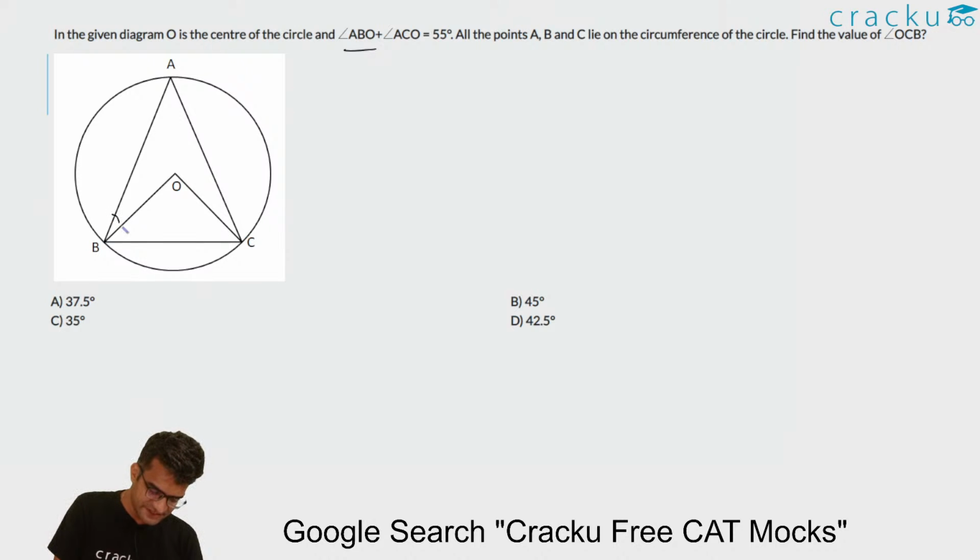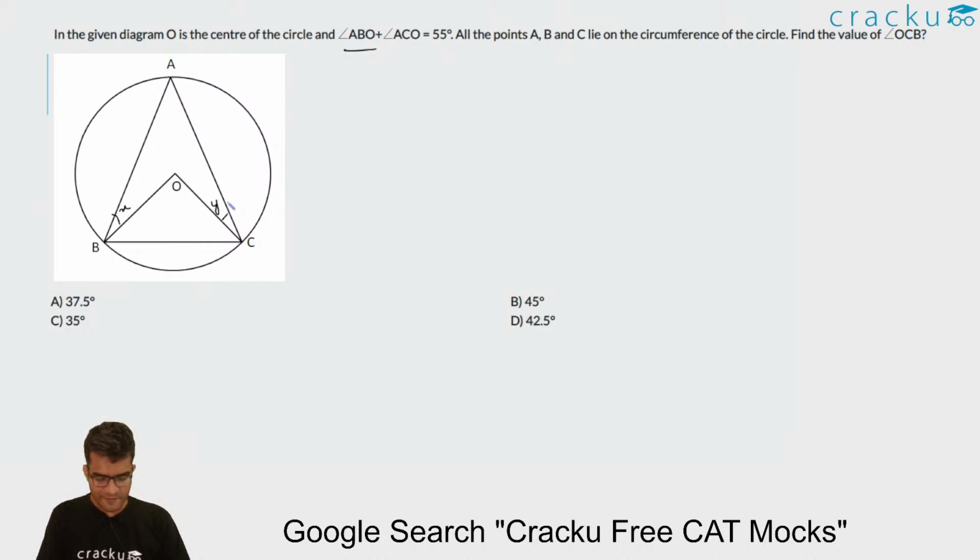So let us assume that this is X and this is Y. OB is equal to OC. Both of them are the radius of the circle, so both of them will be the same. Let us assume that this is small a and small a. So angle O at the center, because OBC is a triangle, this will be 180 minus 2a.